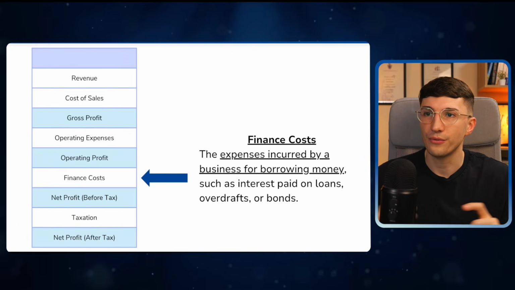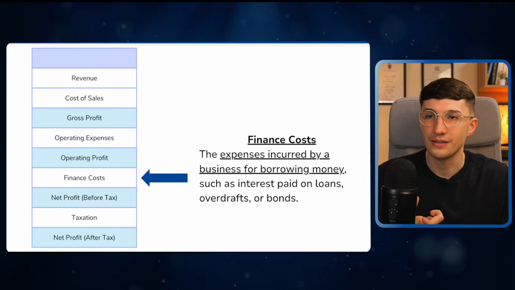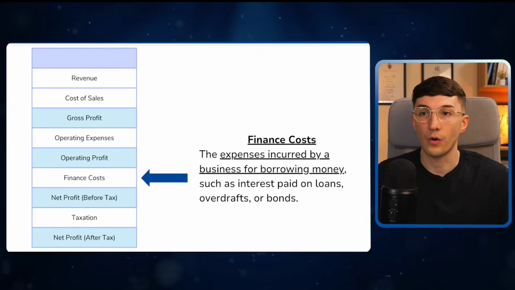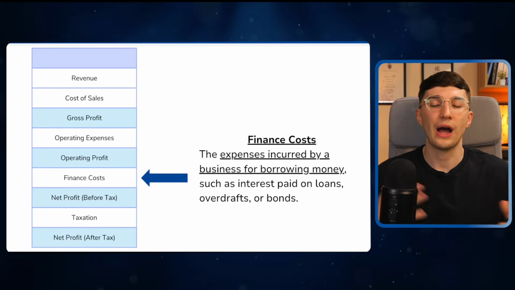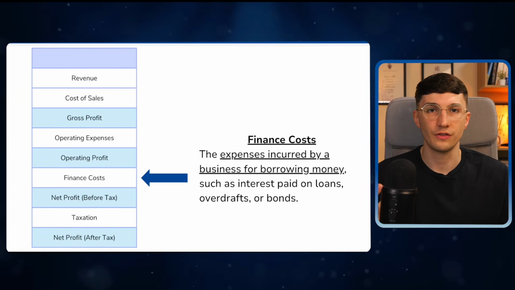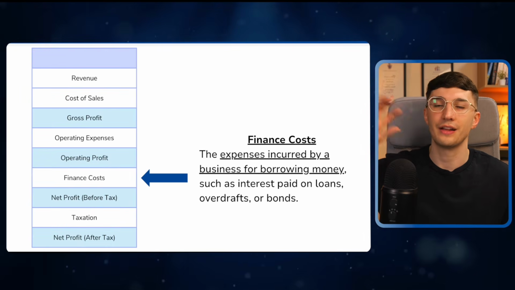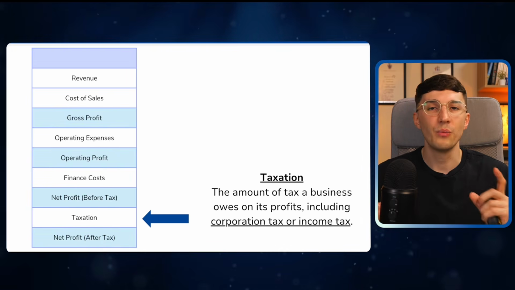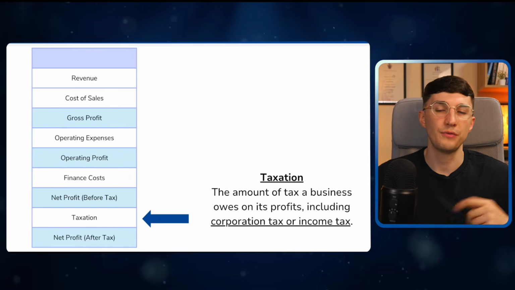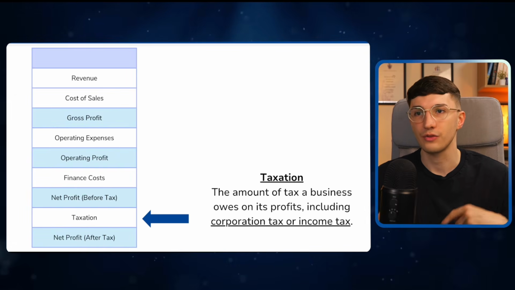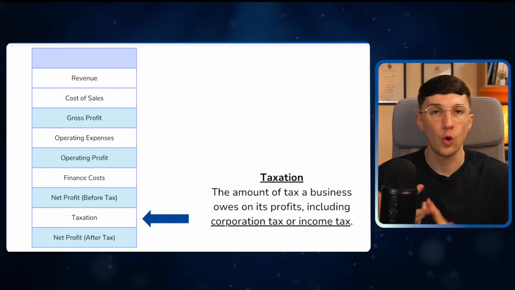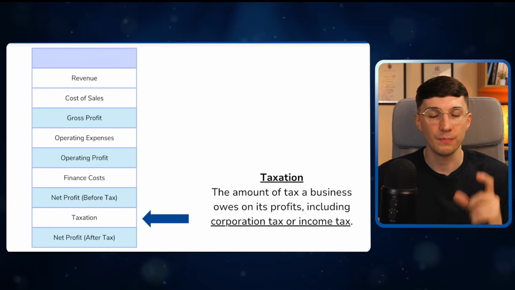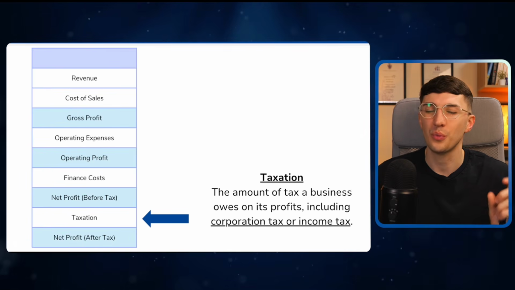And then we have our finance costs. These are the expenses incurred by a business for borrowing money, such as interest paid on loans, overdrafts, or bonds. As we know, the interest rates are the cost of borrowing, so that would be added into our finance costs here. And then we have our taxation. If you are a sole trader, you'd pay income tax rates. But if you are a limited or public limited company, you would pay the corporation tax rate, which at the moment in time is 25% within the UK.